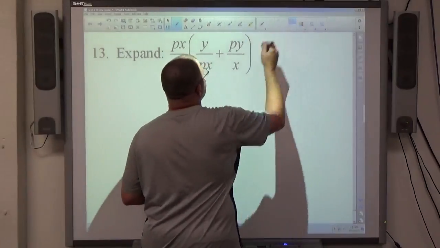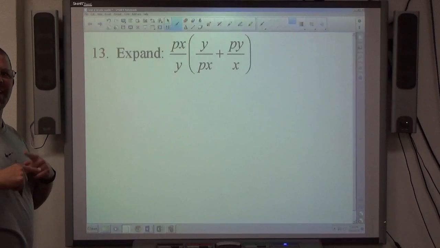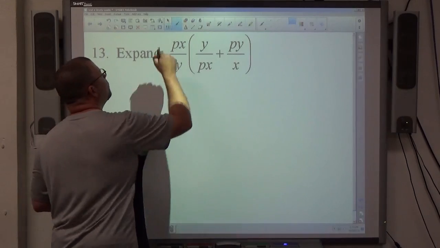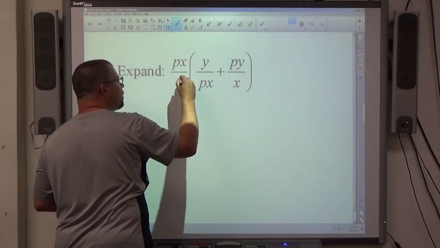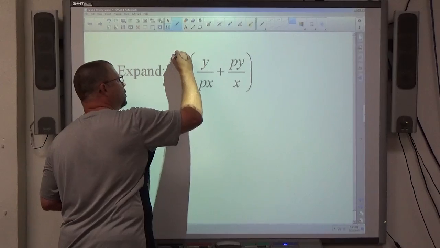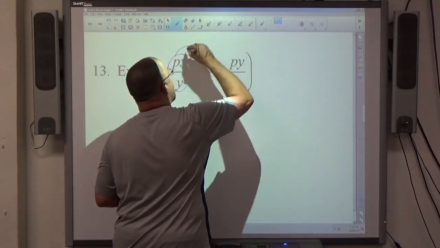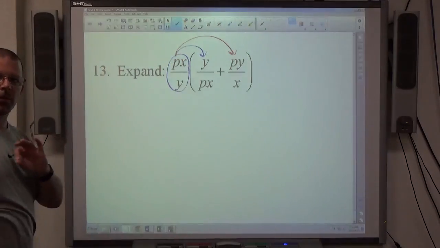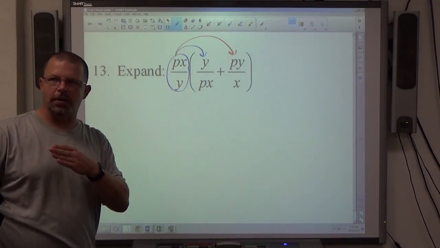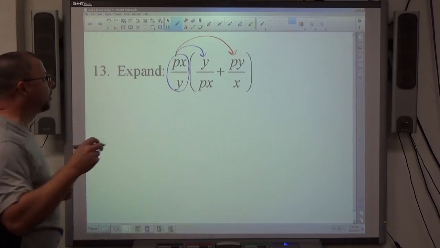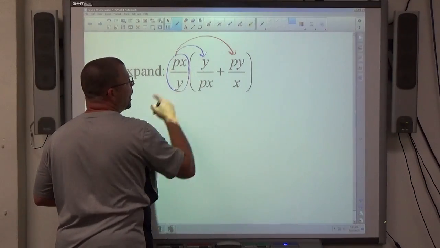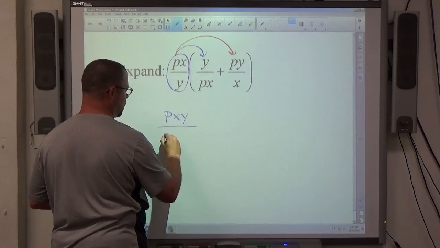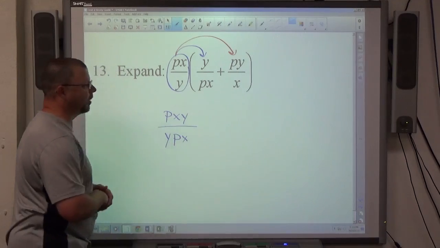My recommendation for all of you has been this: multiply first, then simplify. Don't try and simplify as you're multiplying because it causes some of you to mess up. So, if I take this px over y times y over px and times positive py over x, when I'm multiplying using the multiplication rules of powers, letter times letter, add the powers. So on the top, p, x, y are all different, so I can just stick them together. On the bottom, y, p, x, all letters different. All I can do is stick them together.